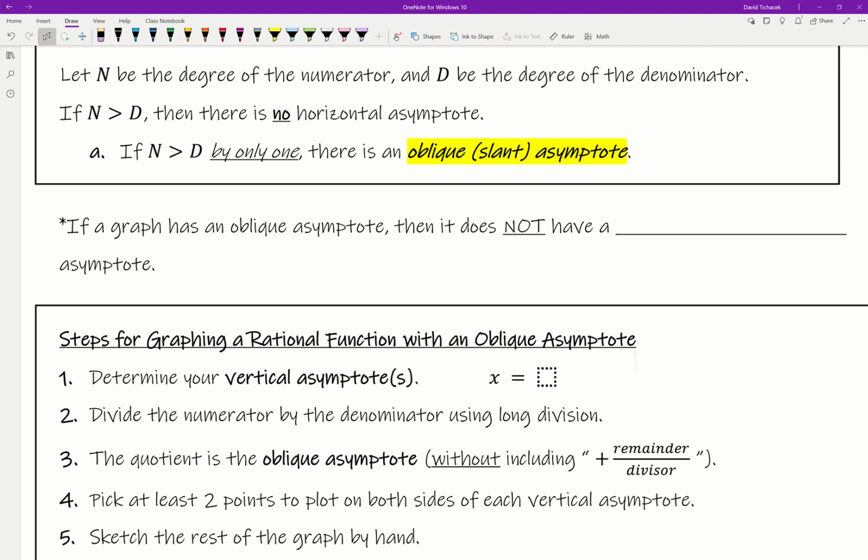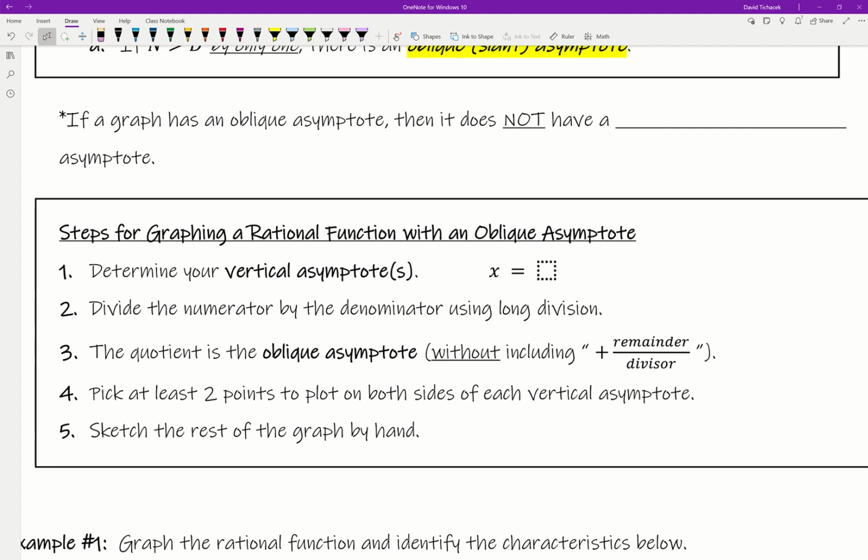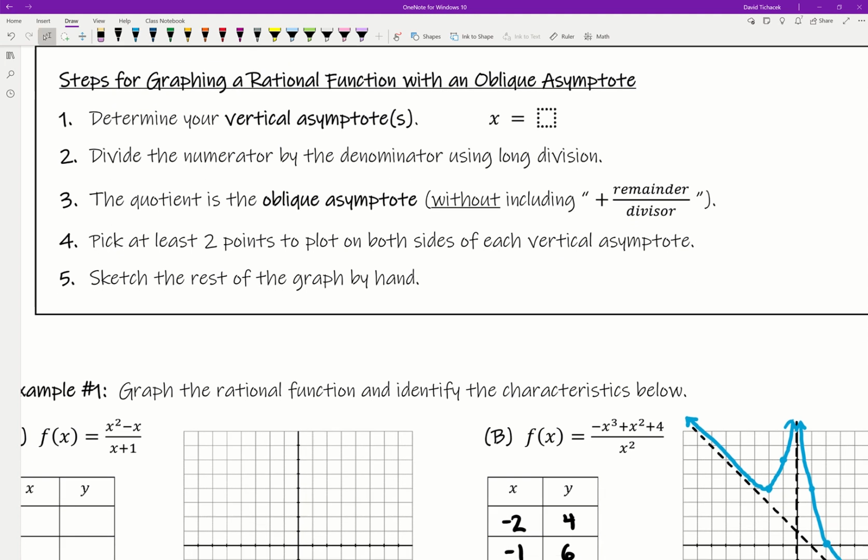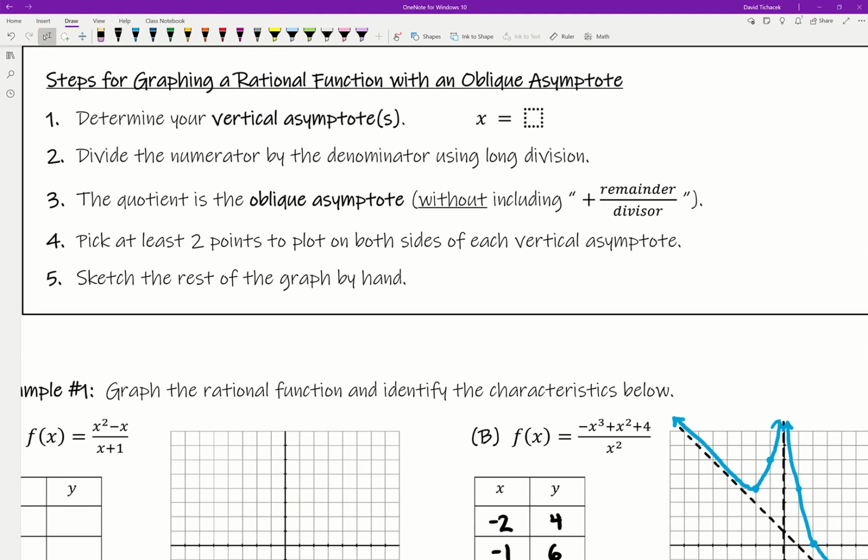So what that's going to mean for our purposes is if a graph has an oblique asymptote, then that automatically means that it's not going to have a horizontal asymptote. So that is something that you don't even need to worry about if you notice that it already has an oblique asymptote. And so I've left some steps here for us to be able to graph rational functions with an oblique asymptote.